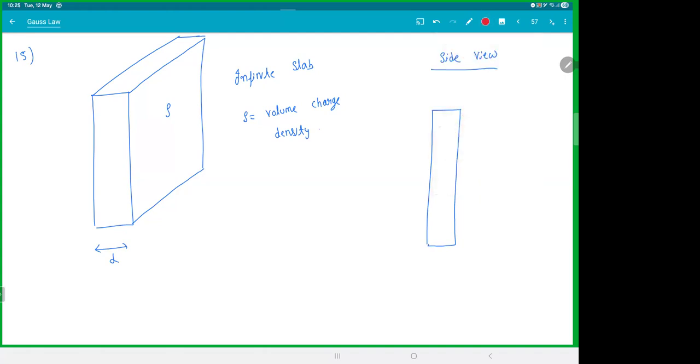So look at this thing here. I'll just give you some more variables here. So this is your infinite sheet side view. This is the central line. So the distance x is measured from the central line. Find the field as a function of x, where if you take x less than d by 2, it means it is inside the slab. x greater than d by 2, you're outside the slab. So find the field as a function of x.